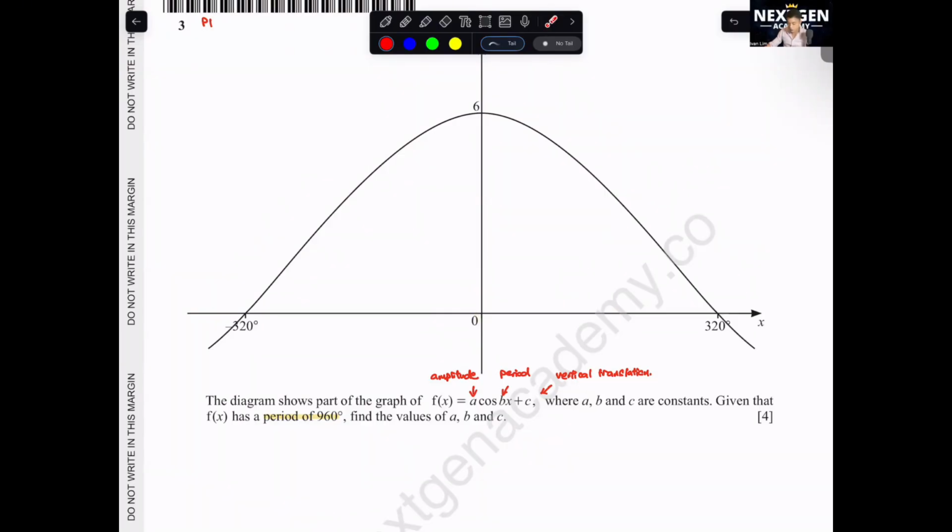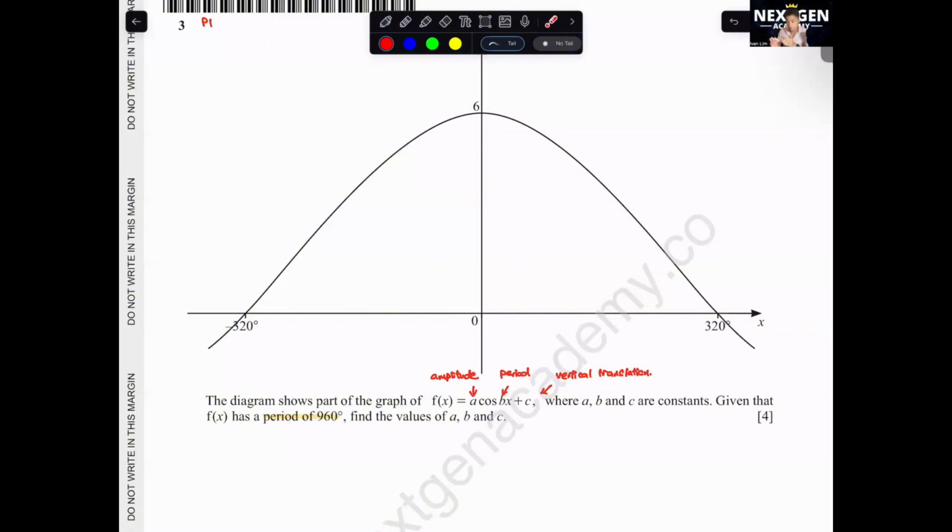So for this, we need to use a slightly different approach. We will start by finding the B value first, because the period is given, and this doesn't change. 960 means this graph is actually quite big, 960 degrees for one cycle. They only show us half of it, 0 to 320, and this is another 320, so 640. So they actually show us 2/3 of it, which is a very weird amount to show you.